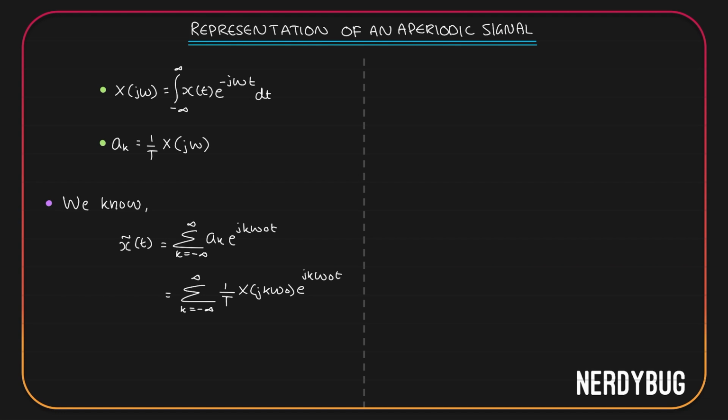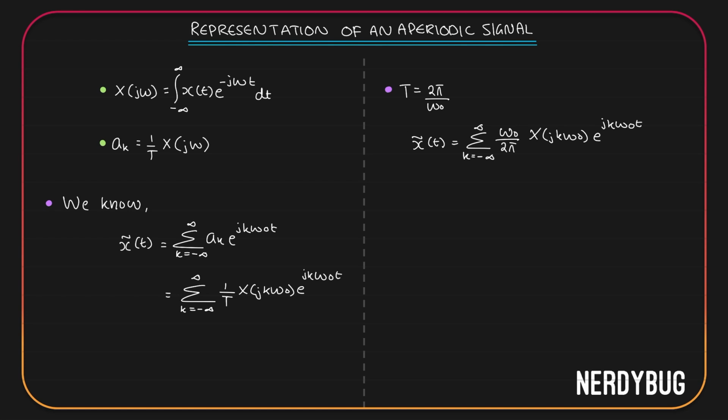Now there is a relationship between time period T and ω0. T is equal to 2π divided by ω0. Using that, we can write x tilde of t as the summation from k equals minus infinity to infinity, where 1 by T becomes ω0 by 2π, of X(jkω0) e^(jkω0t).